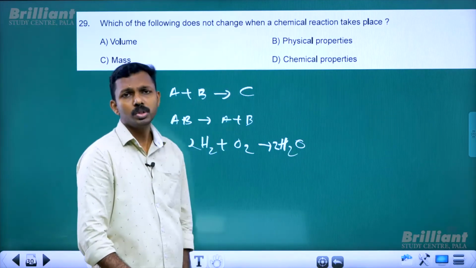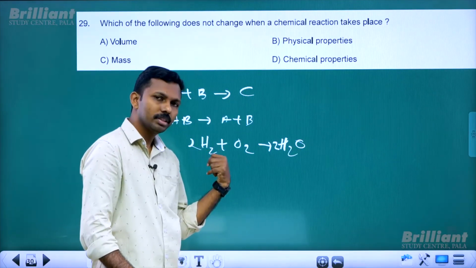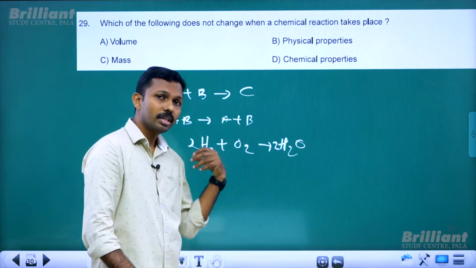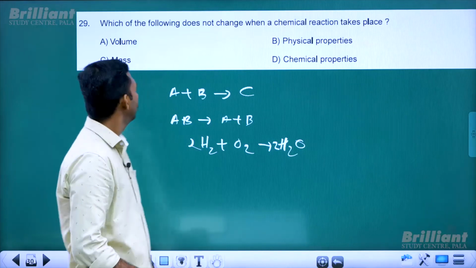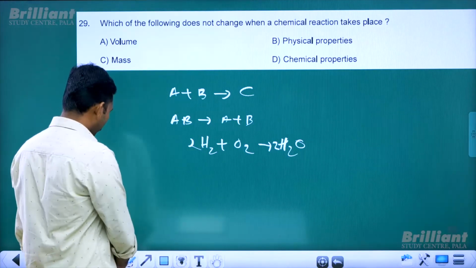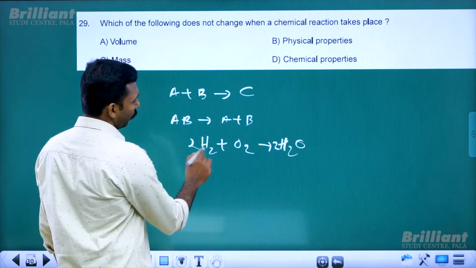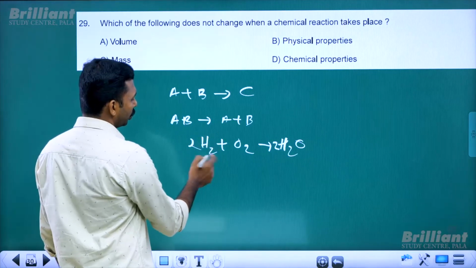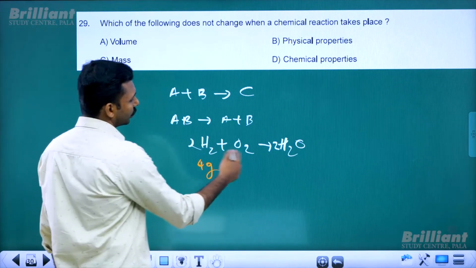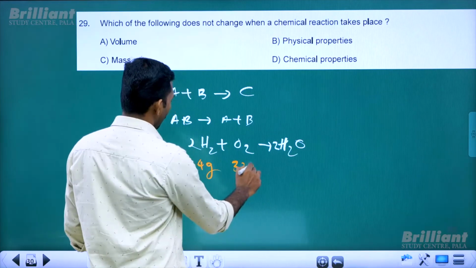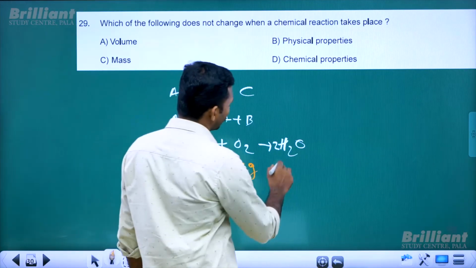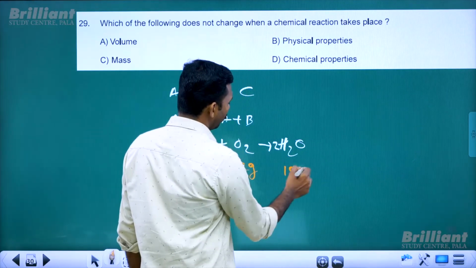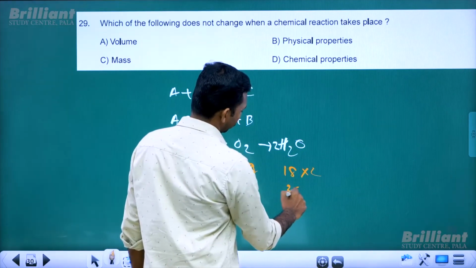Physical properties may also change. Here gases are converted into liquid, a physical change that may occur. But mass, what is the mass of hydrogen here? 2 into H2, that is 2 into 2, 4 gram. Oxygen, 32 gram. So the total is 36 gram. We know that the molecular mass of water is 18 gram, 18 into 2 is equal to 36.